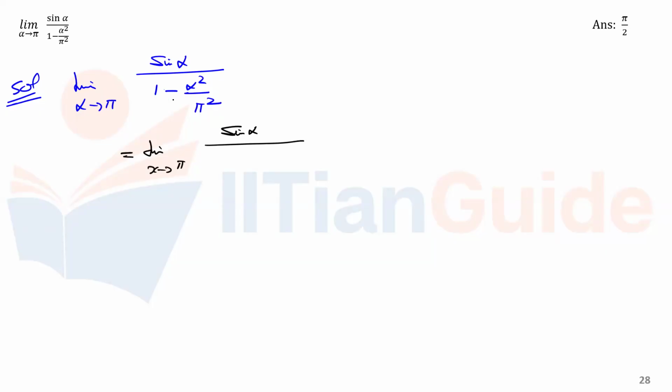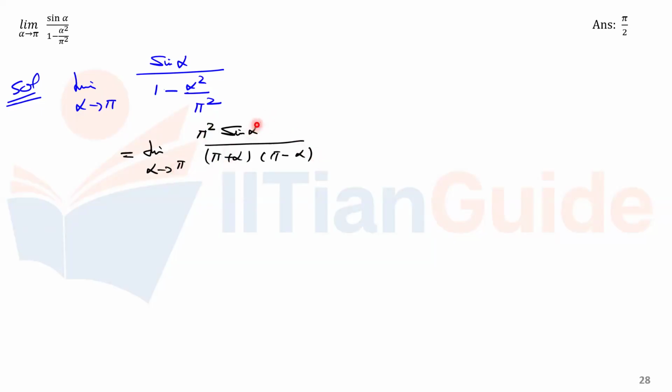In the denominator, if I simplify it, I am getting pi square minus alpha square. Pi square will go upside. I will get pi square minus alpha square. I can factorize. I can write pi plus alpha and pi minus alpha. Now see which terms are making problem. Alpha is tending to pi. So that means pi plus pi. This term is safe. This term is safe. Only this term is making problem.